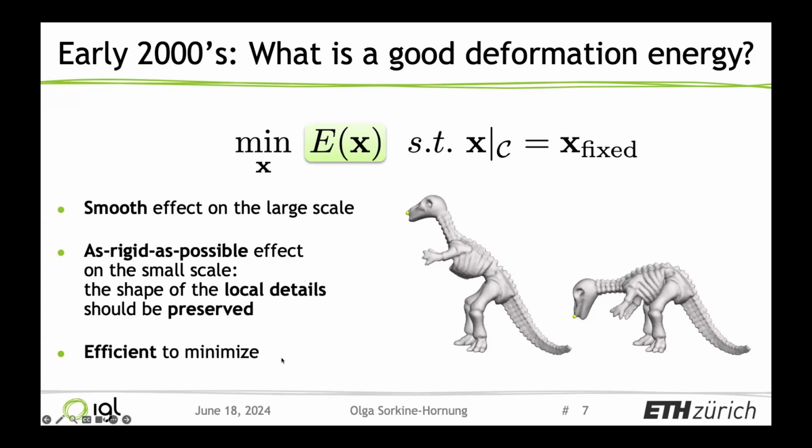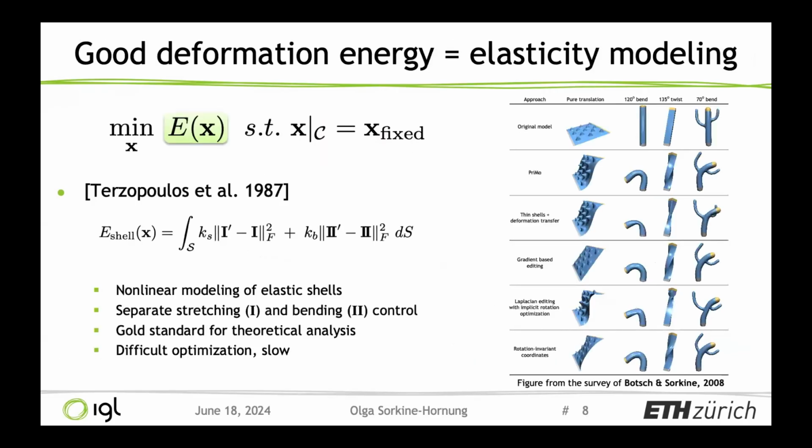And another very important point is the efficiency of the algorithm. So this E should be something efficient to minimize, because remember, we're in an interactive framework typically where we want things to happen in real time, or at least at a reasonable interactive frame rate. So I would say that the most fundamental formula for E and all the subsequent formulas, they stem from this shell energy that was introduced by Terzopoulos and colleagues in '87. So it's pretty old, probably before some of you were born.